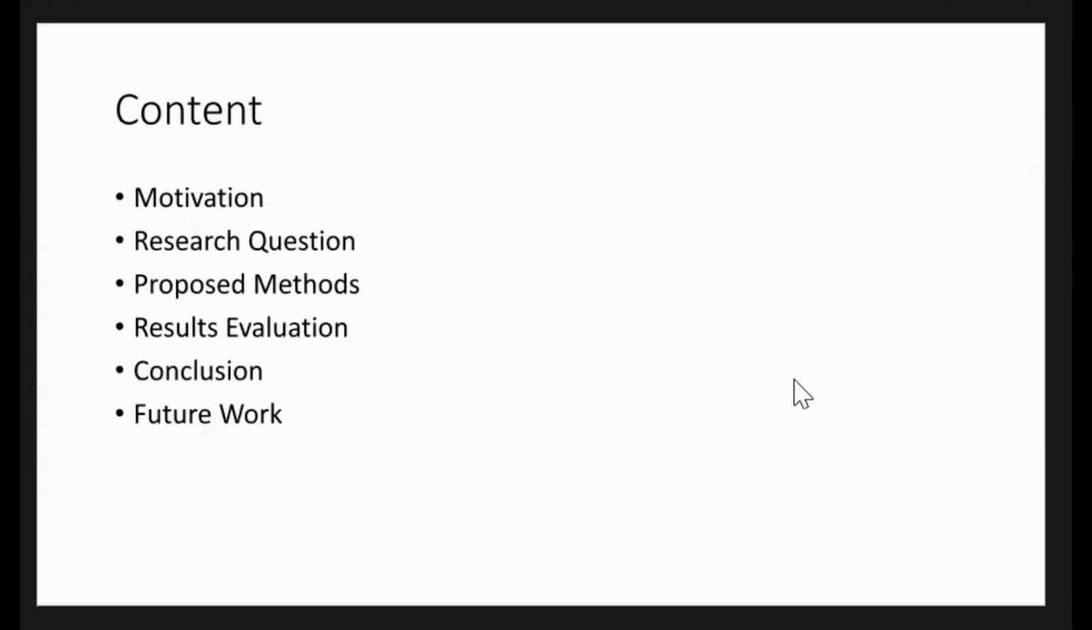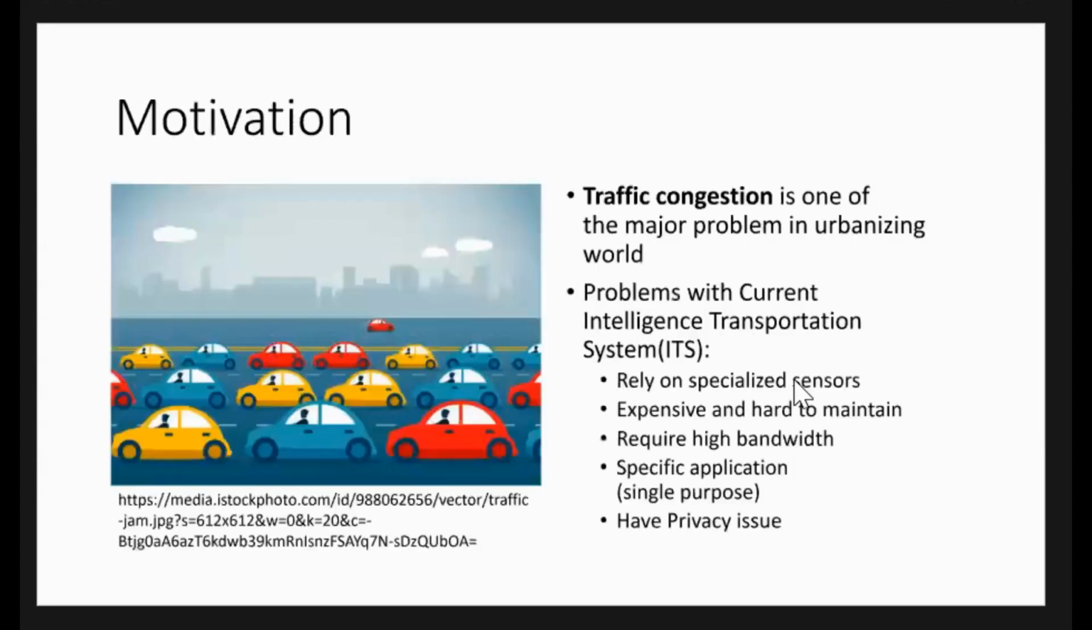So this is the agenda that I will go through today. Firstly, I will talk about motivations. Traffic congestion is the problem that we all face. Currently, to monitor the traffic, we usually use Intelligent Transportation System, or ITS. There are several issues with the current ITS system.